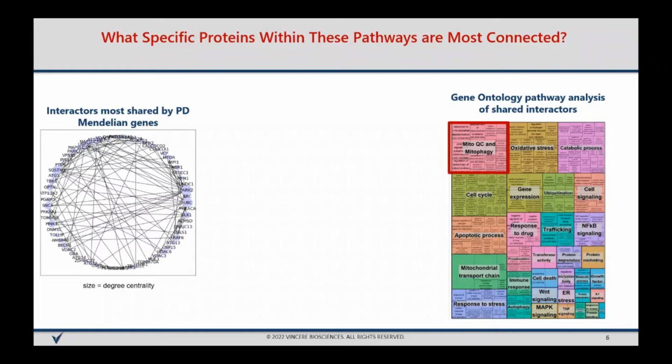We think these ones that share a lot of interactors within this are probably more influential. They may be places where you have points of convergence where a modulation might have a more broad effect. And so we can think about those as maybe nodes of influence that we might want to test for therapeutic benefit.